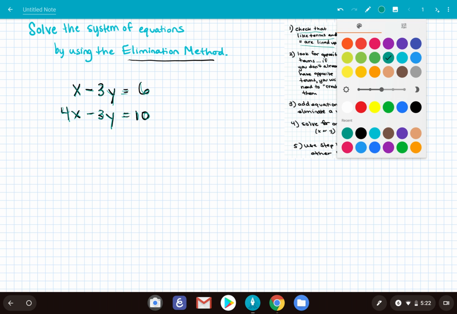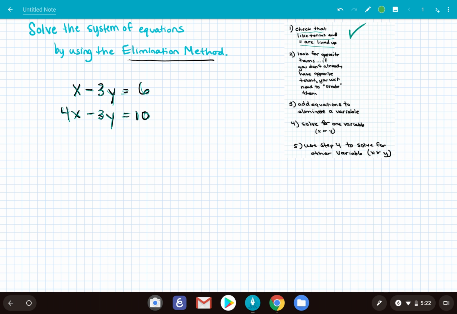Another thing we need to check for is that we have opposite terms in the two equations. If you don't already have opposite terms, you need to create them, and we're going to use the distributive property to do that. So let's look, do we have opposite terms? In this case, we have x and 4x. Those are not opposite terms. We have negative 3y and negative 3y. Once again, not opposite terms.